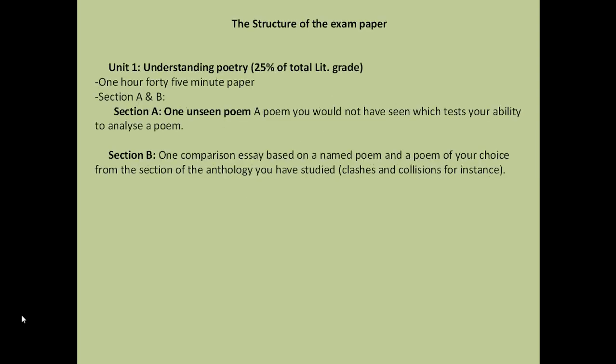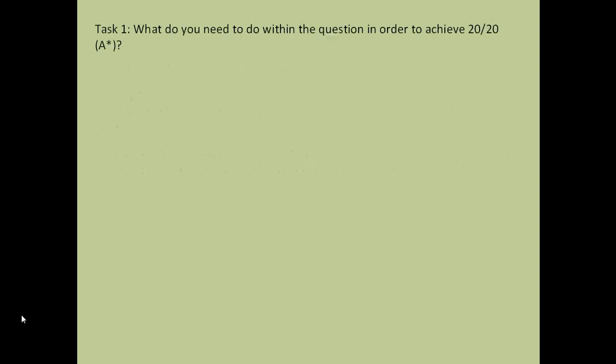It's 25% of your total literature grade, 1 hour 45 minute paper, 2 sections A and B. Today we're looking at section A, which is the unseen poem, which is basically testing your ability to analyse a poem you've never seen before. And then section B is a comparison based on one named poem from an anthology and one poem of your choice. Obviously you can be picking a poem from one of the sections that you have been reading, such as classes and collisions or relationships, for instance.